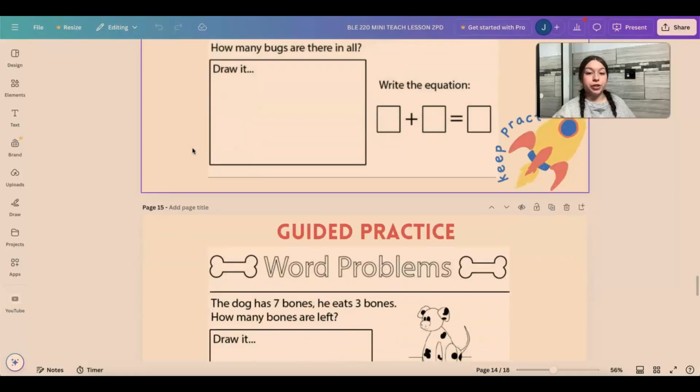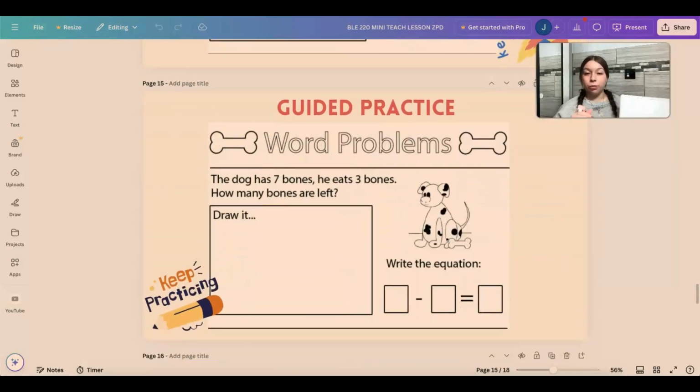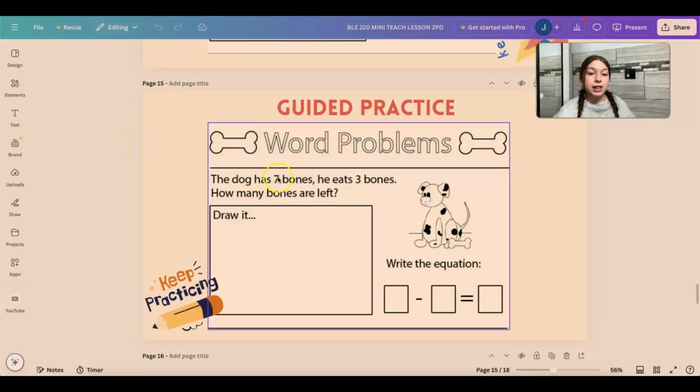All right, let's move over to our next problem. Perfect. So we'll keep going with what we were working with, our boards. So let's go ahead and read the problem. So the dog has 7 bones. He eats 3 bones. How many bones are left? So can someone raise their hand and tell me what type of problem this is? If it's either addition or subtraction.